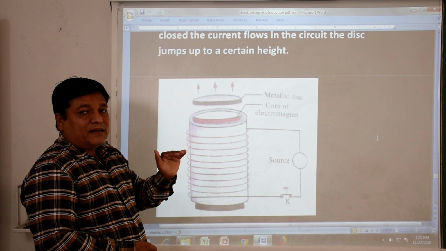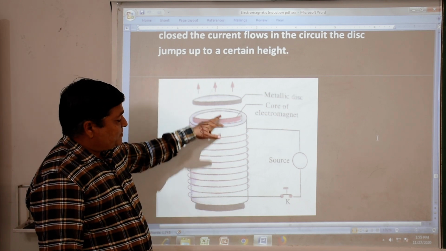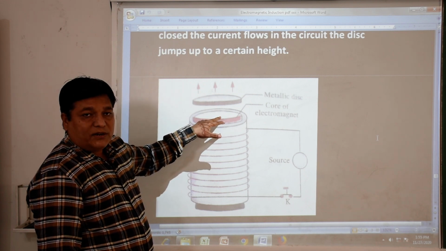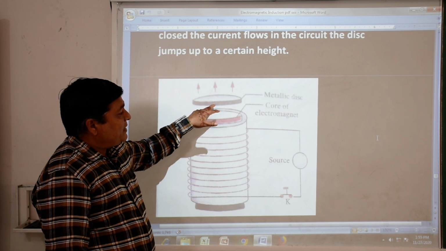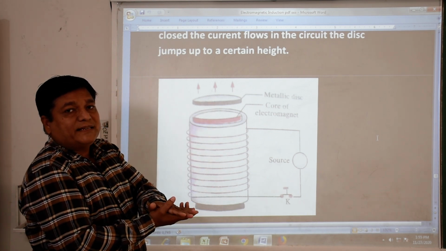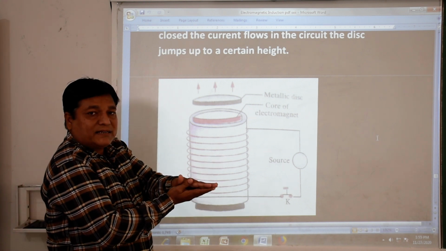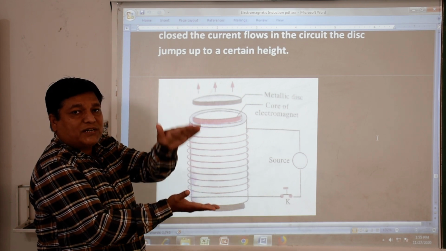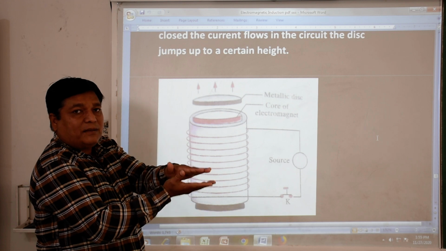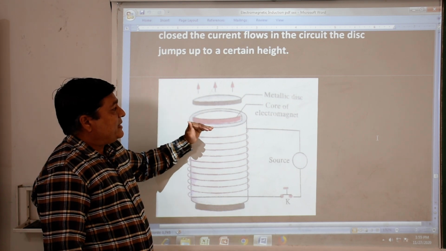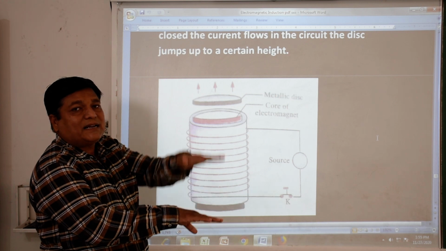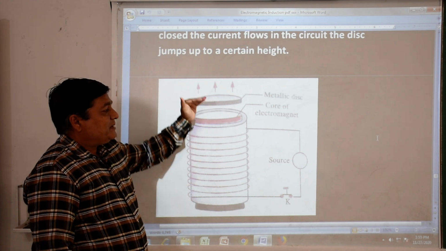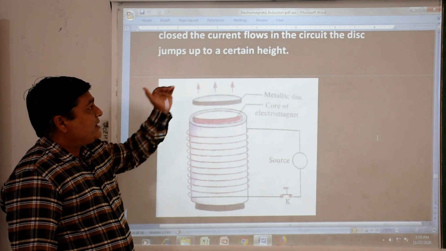So what does it result in? The upper face of this electromagnet coil becomes a north pole, and in the aluminum plate, the lower face also becomes a north pole due to the eddy currents. Due to north pole and north pole, a repulsion force is produced between the solenoid and the plate, and due to this the metal plate is raised to a certain height from the coil or electromagnet. This is said to be the jumping disc. This is the result of eddy currents.